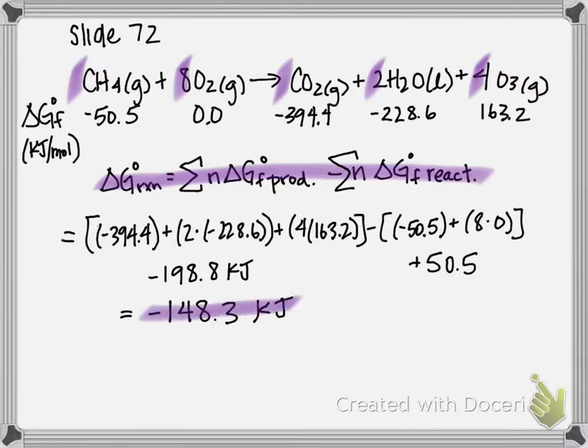So there you have it. That's your final answer. Our standard Gibbs free energy of our reaction is negative 148.3 kilojoules.